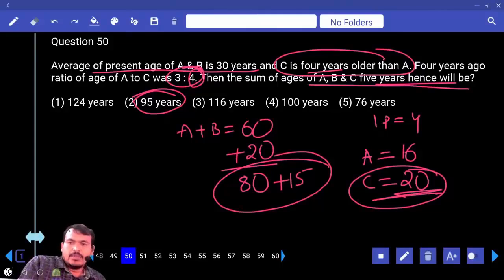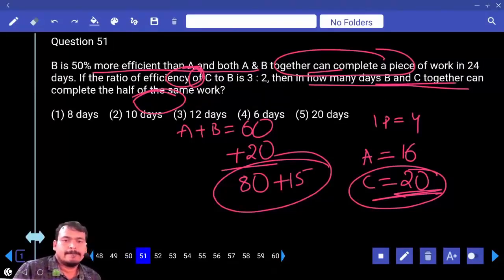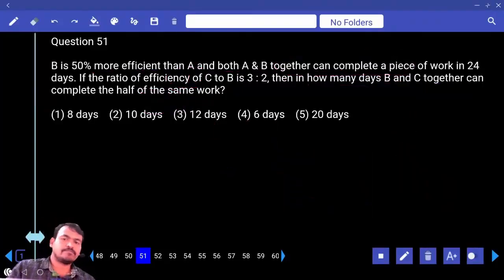Next, 51. B is 50% more efficient than A. Both A and B together can complete a piece of work in 24 days. If the ratio of efficiency of C to B is given as 3:2, then in how many days can B and C together complete half of the same work?